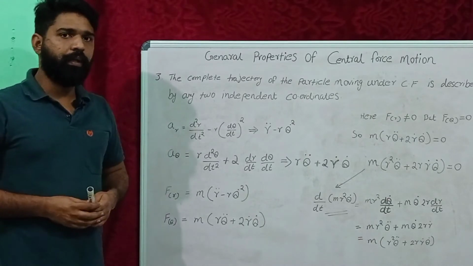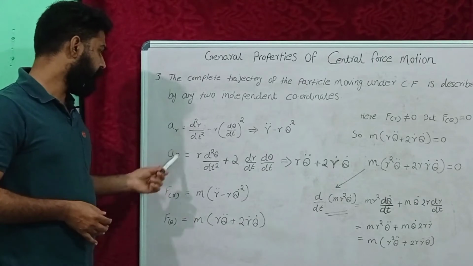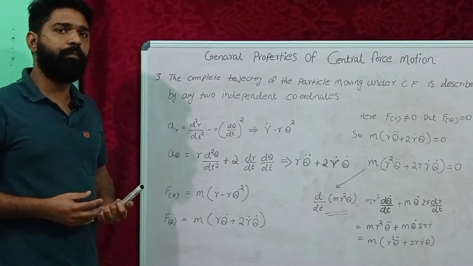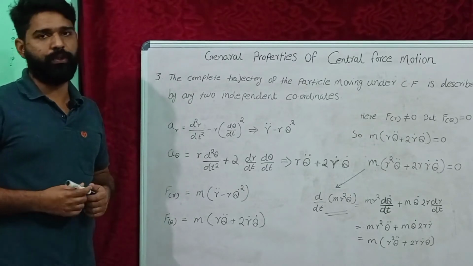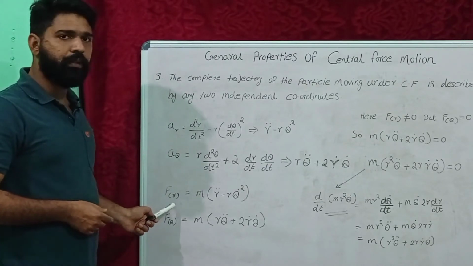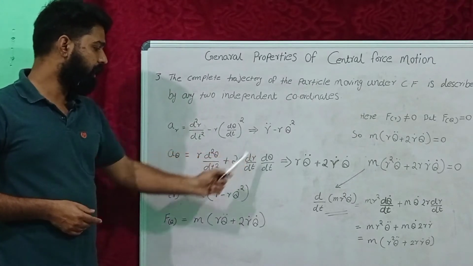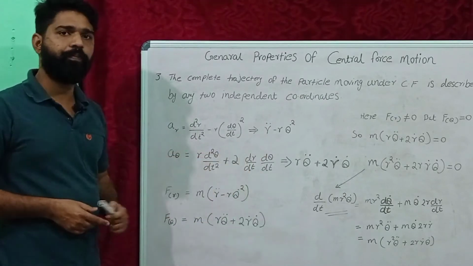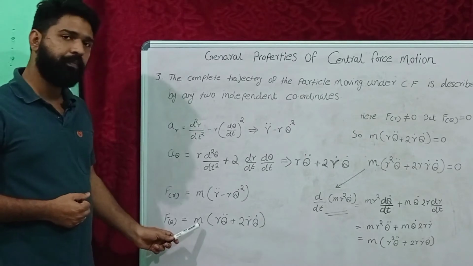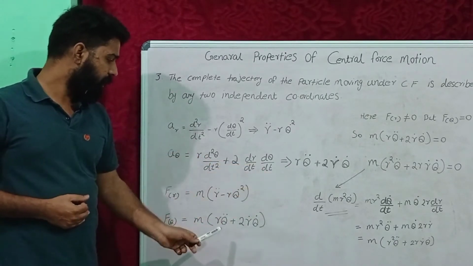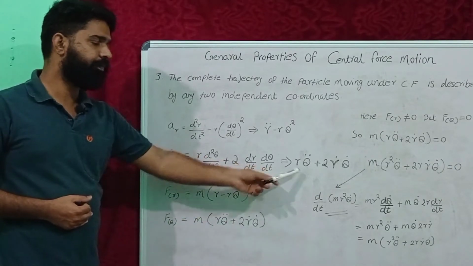According to Newton's law, force is equal to mass into acceleration. So we know the value of acceleration, and if we multiply this value with mass, we get the force. Radial force equals mass into acceleration, and the radial acceleration is r double dot minus r theta dot square. In the case of angular force, it is m into (r theta double dot plus 2 r dot theta dot).